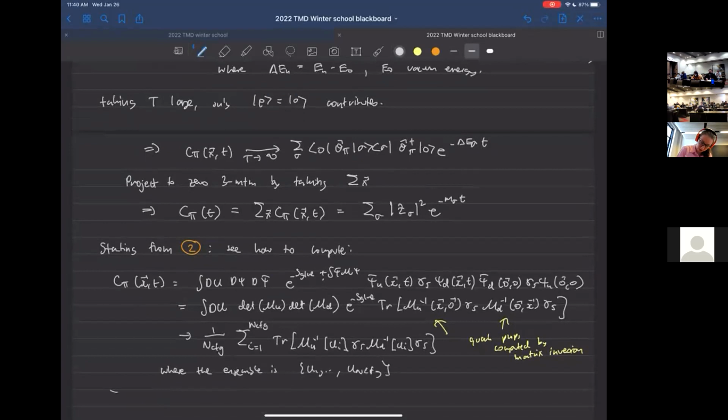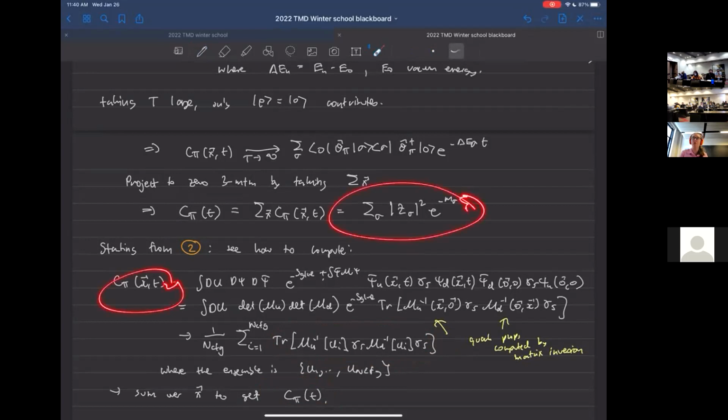And then we need to sum over positions to get C pi t. Okay, so then what we've done is we've computed C pi t numerically by doing this. So remember, sampling all the gauge fields, computing this on each gauge field, and then averaging. And then we need to take this and fit it to this functional form to pull out the thing we want, which is the mass of just the lowest state in that sum, the mass of the pion.